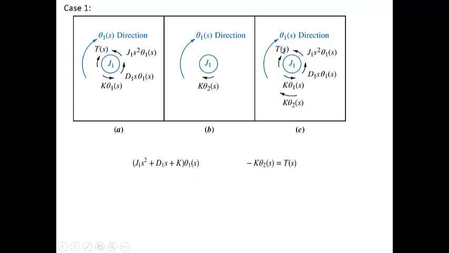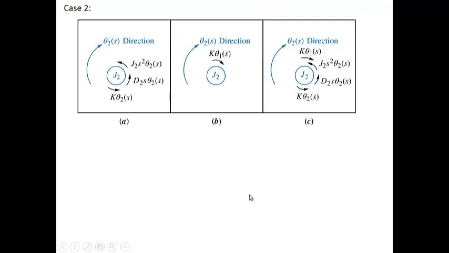Because the direction is different from the K θ2, which is fixed there, we get the negative K θ2(s), which is equal to your torque T(s). And this is the first equation of your case.